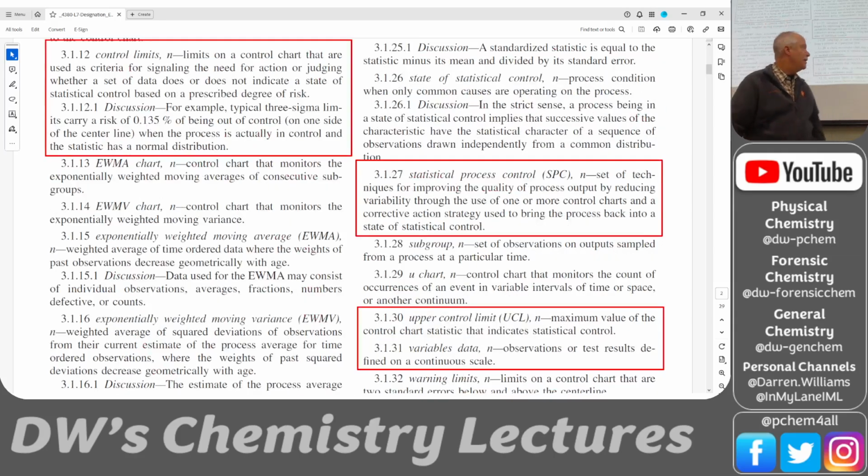Here it is again. So the upper control limit is obviously what we were talking about, the lower and upper control limit, but variables data, observations or test results defined on a continuous scale. So there's that word again. We're learning about this continuous data. It has to be continuous, not discrete.